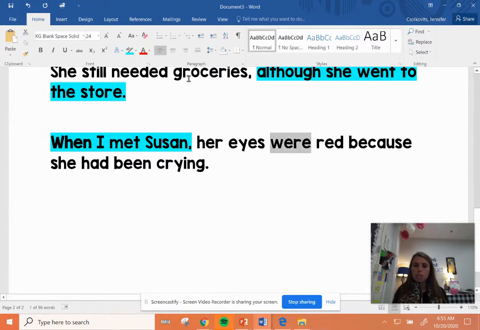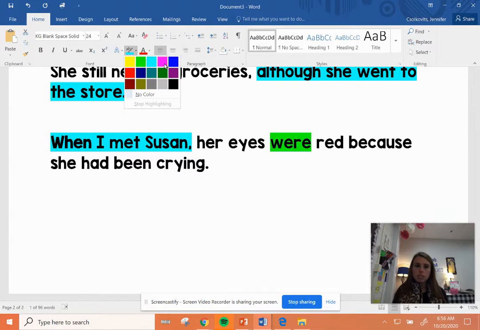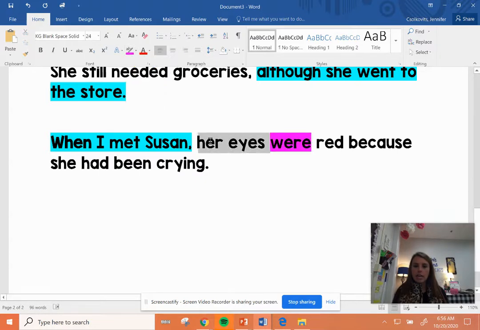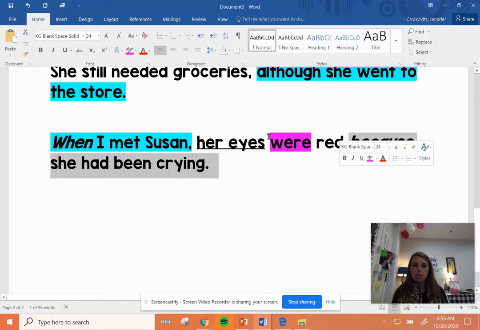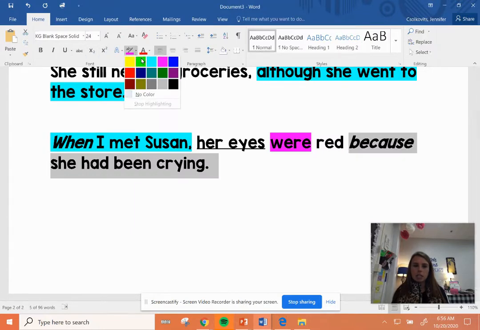Her eyes were red. So were is my verb. Let's see, I'm going to highlight that in pink. And then her eyes is the subject. So I know that this clause right here, her eyes were red, is my independent clause. But then I see a subordinating conjunction again. So I'm going to bold that. Maybe I'll italicize those. That'll help. Because she had been crying is going to be a dependent clause as well.